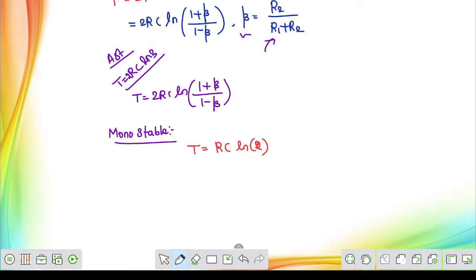So these two formulas are very important when we are observing the operational amplifier. Questions will often be asked from these areas. That's it, sir. So this is all about the operational amplifier zone.